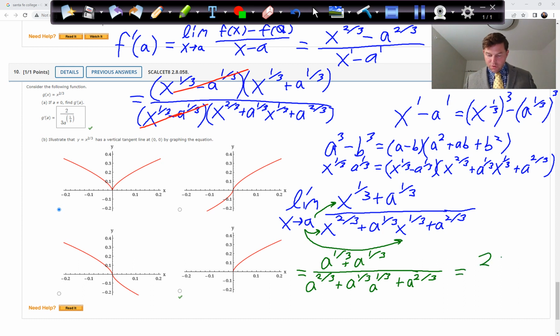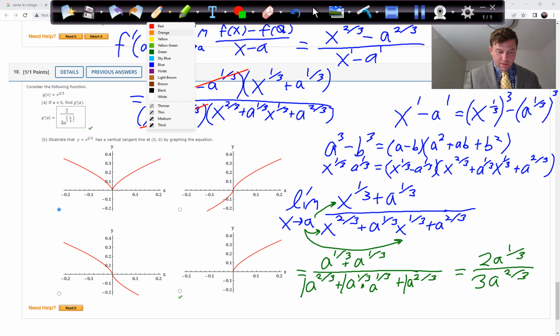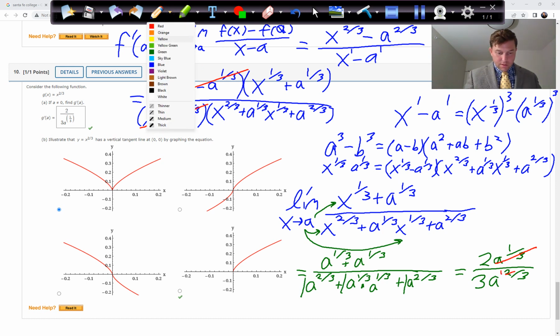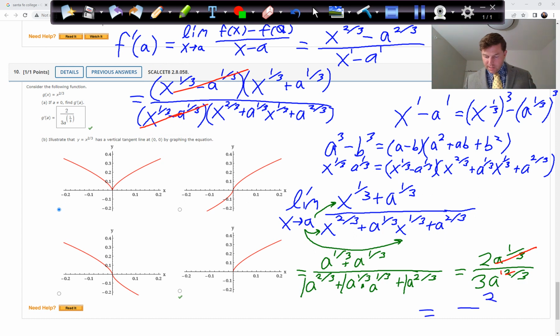Well, on top we get 2a to the 1/3, and on the bottom we have 1a to the 2/3, 1a to the 2/3, and a to the 1/3 times a to the 1/3 is a to the 2/3. So we really have 1, 2, 3 a to the 2/3. Okay, now we can cancel. A to the 1/3 will get rid of one of these and make it a 1. So the final answer will be 2 on top of 3a to the 1/3.